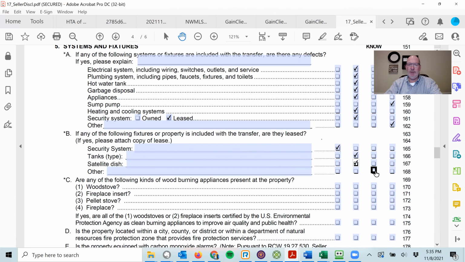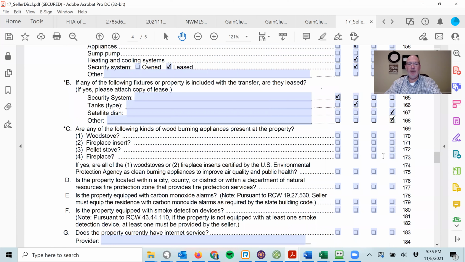Tanks, no. Satellite dish, maybe we don't have one. Maybe we do and it's not leased. But NA could be the possible answer. Do you have any of the following wood burning appliances at the property?